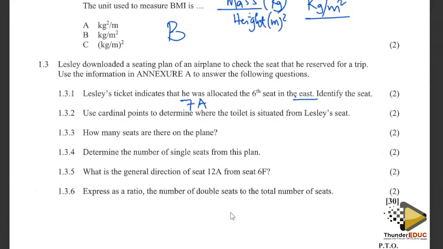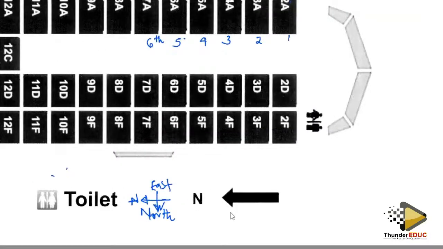7, 8. Use the cardinal points to determine where the toilet is situated. When you look at the cardinal points, we are looking at north, east, west, and south. So in which cardinal point is the toilet? The toilet is here. So the cardinal point here is what? Because this is north, then the toilet is in the west.